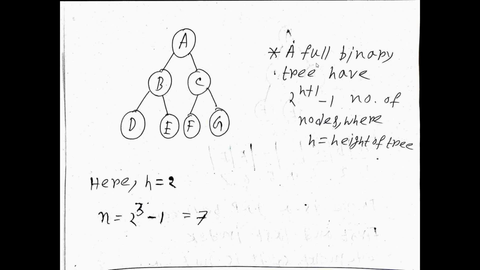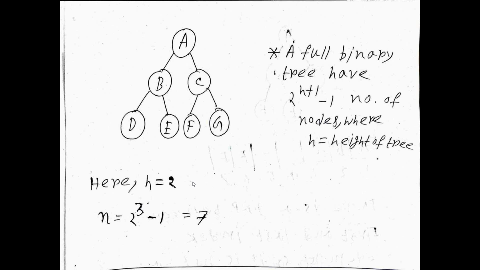Now, the rule says that a full binary tree has 2 to the power h plus 1 minus 1 nodes. So the h value is 2. So 2 to the power 2 plus 1, 2 to the power 3 minus 1, that means 7. So 7 nodes should be present. Let's check if there are 7 nodes or not: 1, 2, 3, 4, 5, 6, 7. Yes, 7 nodes are present. Obviously, this is a full binary tree.